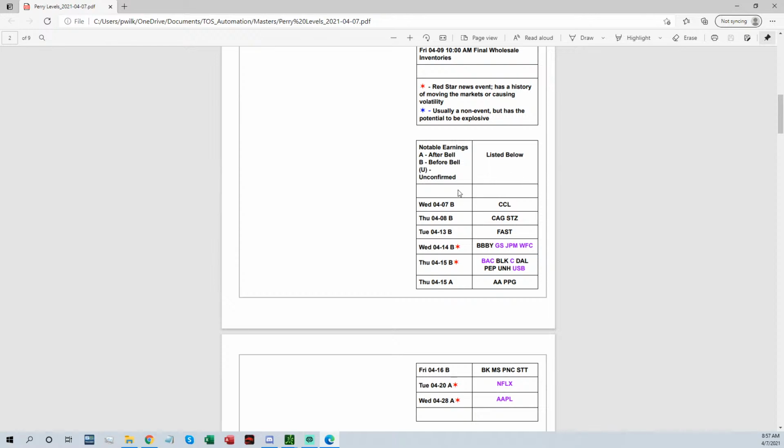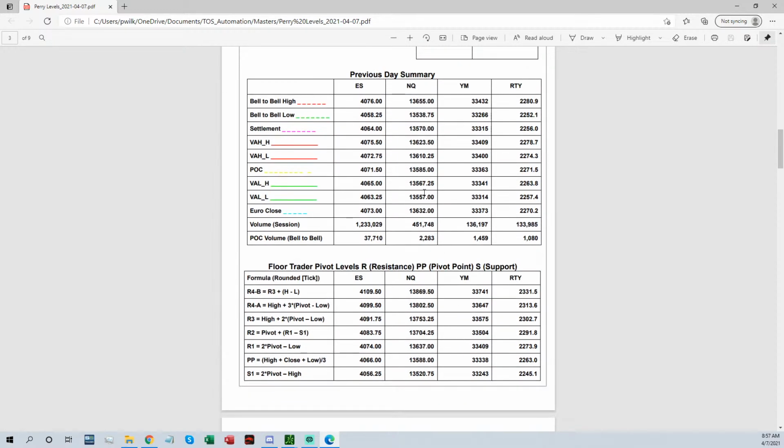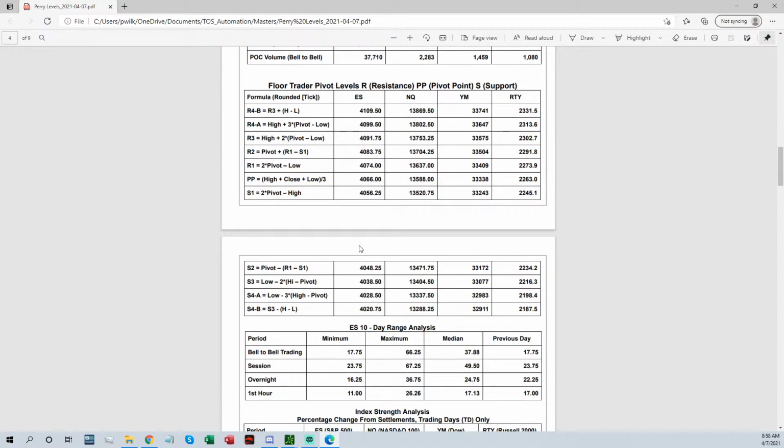Going down, I've got different earnings for the day. Carnival Cruise Line was supposed to report this morning. They're always changing when they do it, so we'll figure out if they did it or not, or if we even care. And then we've got some statistics on yesterday's action. We had 1.2 million shares trade on the ES, the high, the low for the bell, the value area low, the euro close, going back down. And then you've got floor trader pivot levels for this session for the 4 indexes.